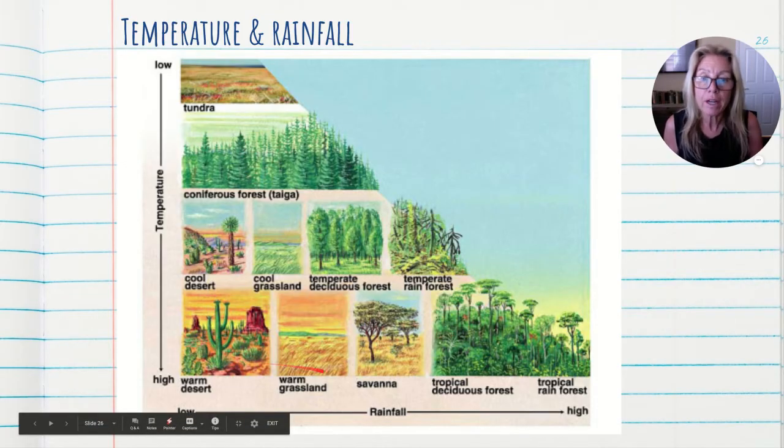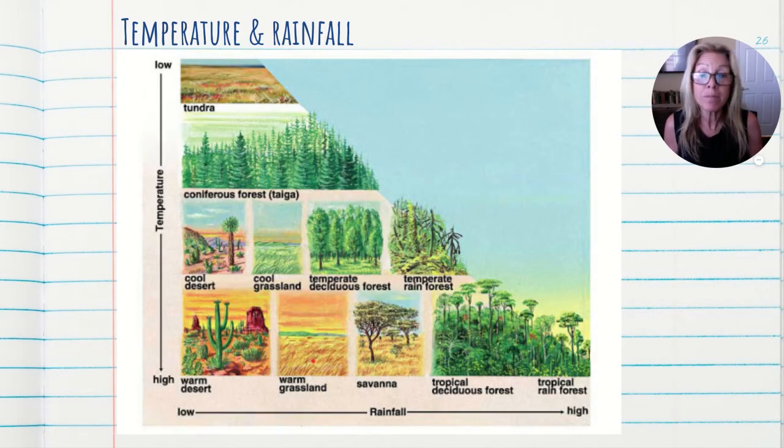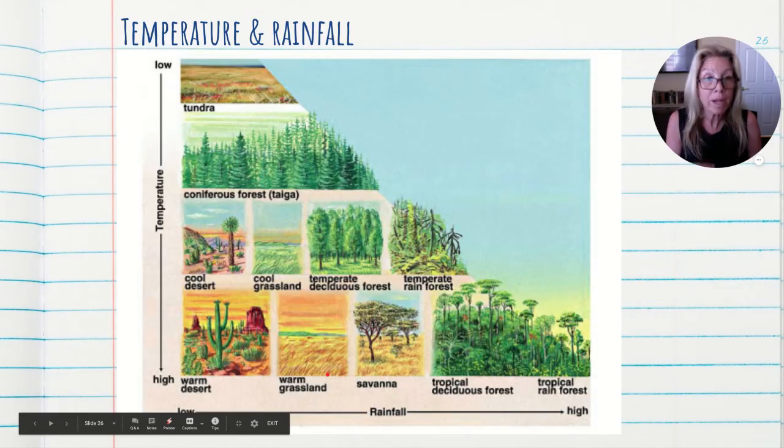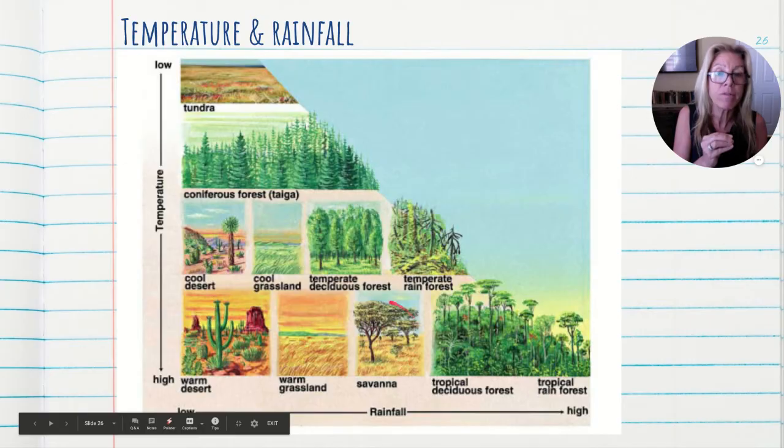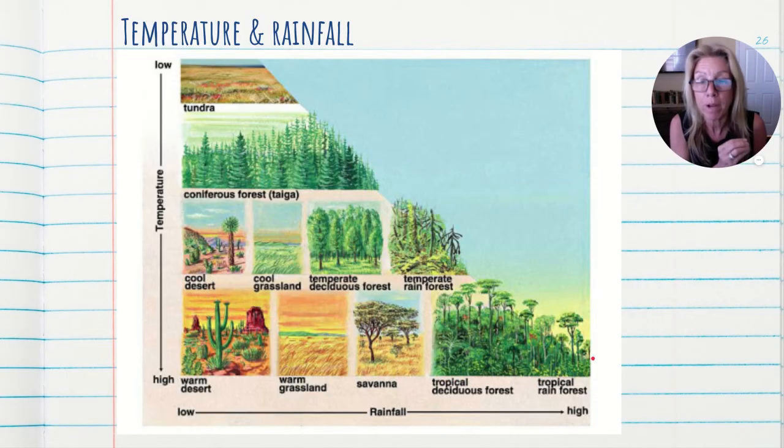So if you look at, for instance, this warm grassland, how did you move from a desert to a grassland? You're the same temperature. What has changed? Rainfall allowed you to have grasses. When you move from this warm grassland to a savanna, what's the only thing that has changed? The temperature is the same. It's the amount of rainfall, which has allowed you to introduce more of these types of trees. And then you have your tropical deciduous forest and then your tropical rainforest, all dependent on that rainfall.